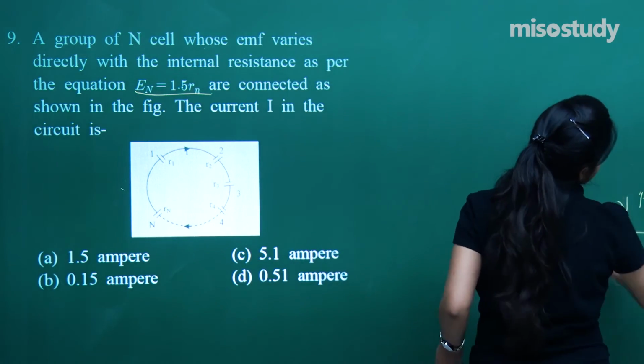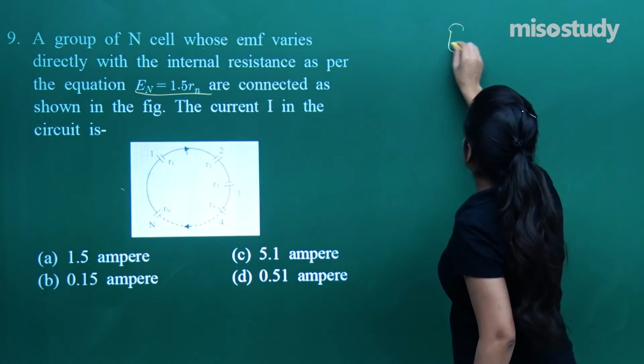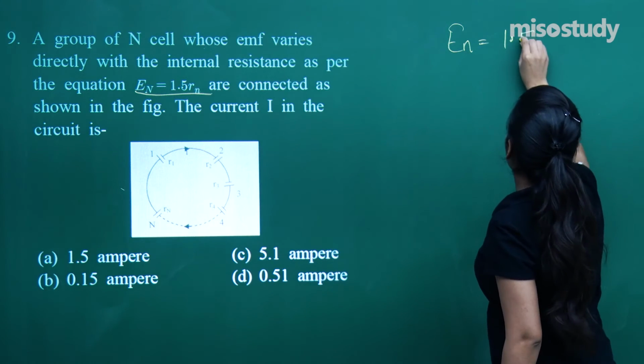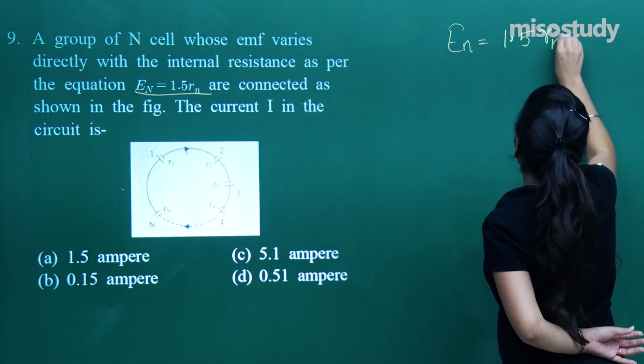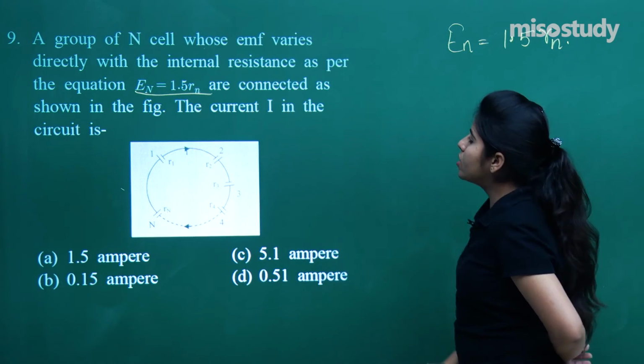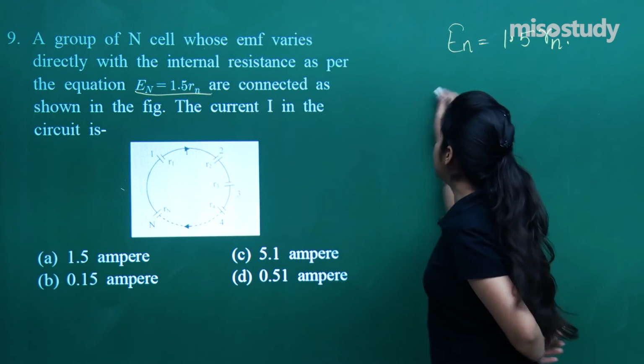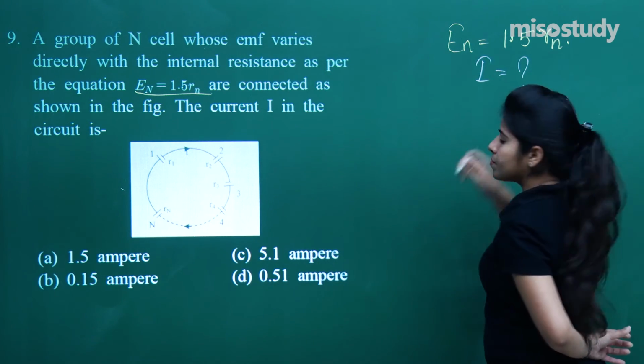Let me just write En equals 1.5 into Rn. Now, as shown in the figure, what is the current in the circuit? So basically we have to find this current.